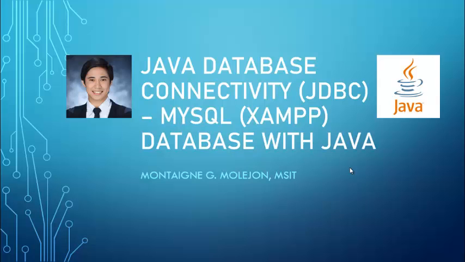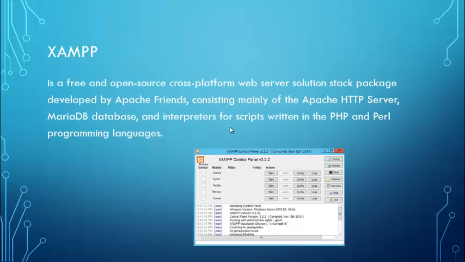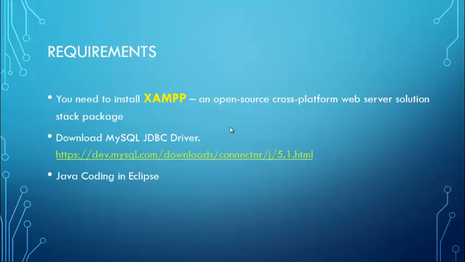Before we perform an SQL connection from Java to MySQL, these are the requirements. First, we will use XAMPP, so you need to install it. It is an open source cross-platform web server solution stack package, usually with an interpreter for scripts written in the PHP and Perl programming languages.